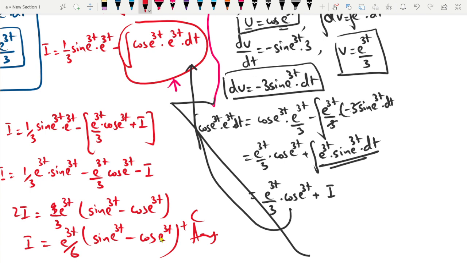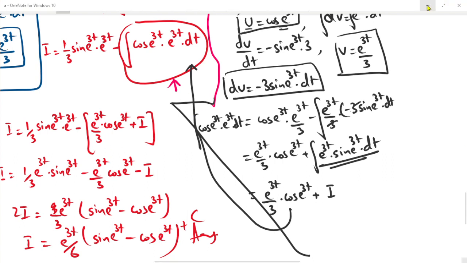In this way you solve questions by using the integration by parts formula. In the next video, inshallah, we will discuss our next exercise.